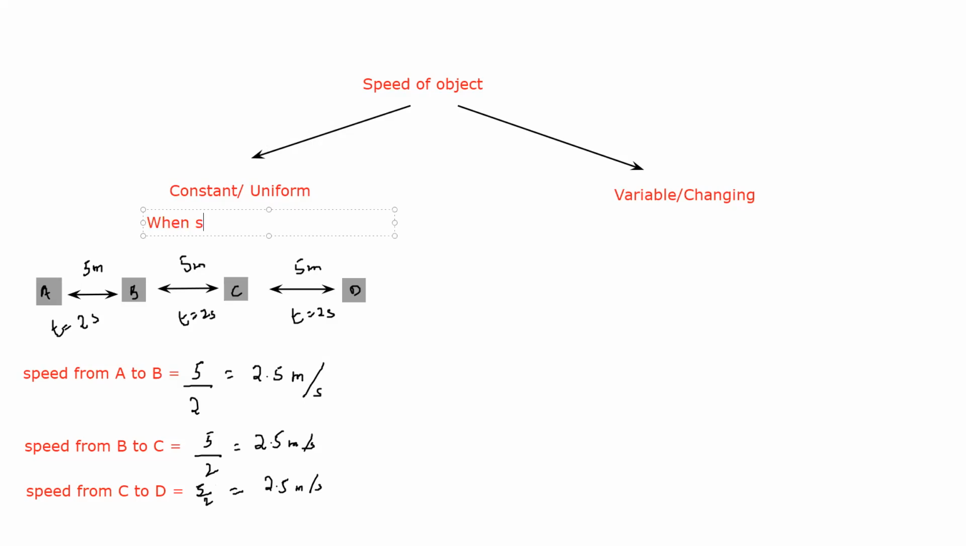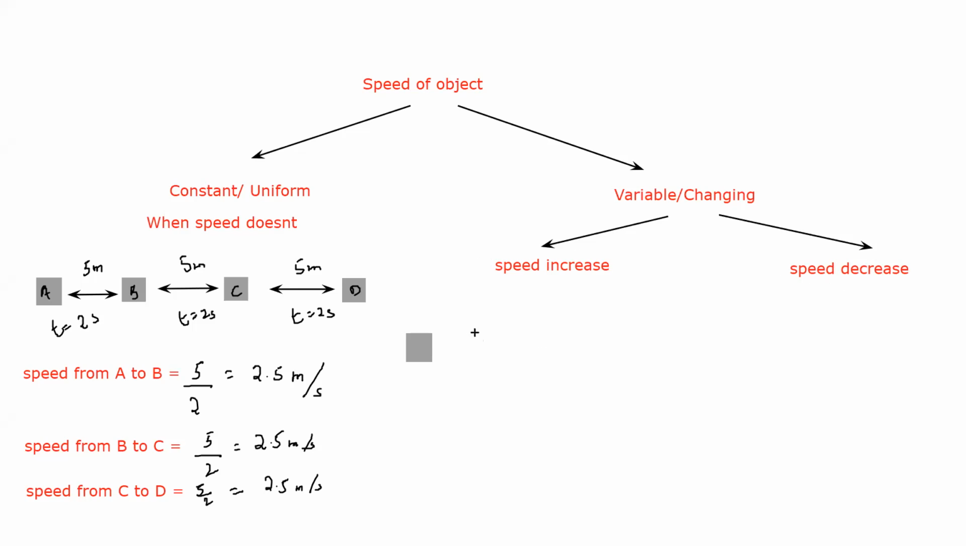So when the speed does not change, we call that this object is moving with a uniform speed. But what about a variable or a changing speed? A variable or changing speed might have two options. It might be increasing, or the speed might decrease. What is an example of speed increasing?